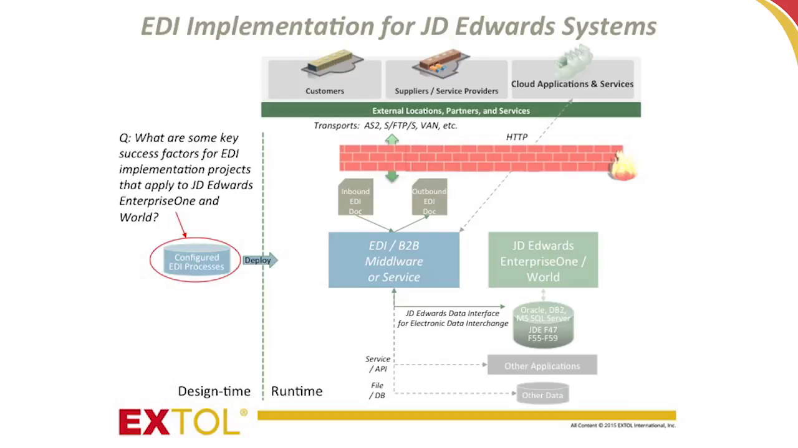So very quickly, at the top we see customers, vendors, other trading partners, and also cloud applications and services that you connect to and exchange EDI and other kinds of electronic documents. And typically those documents are transported, in the case of EDI, using standard AS2 communications, value-added network services, or secure file transfer. On the right, we see the JD Edwards software itself, which is typically, again, Enterprise 1, but we also see World, One World, and older JD Edwards versions.